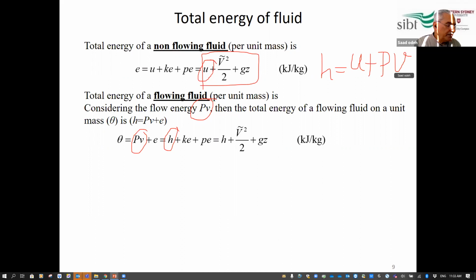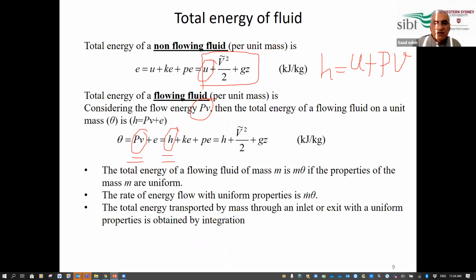And because I have added the PV in this equation to the internal energy, I can replace it with H. So now I have the new equation for the flowing fluid or open system equation, which has the H value rather than the U value.